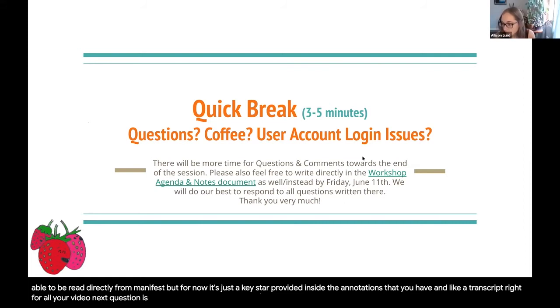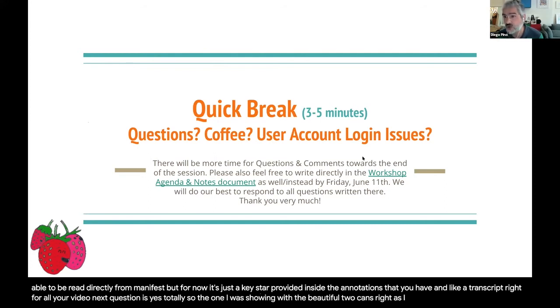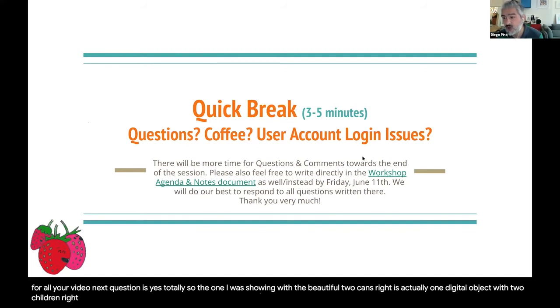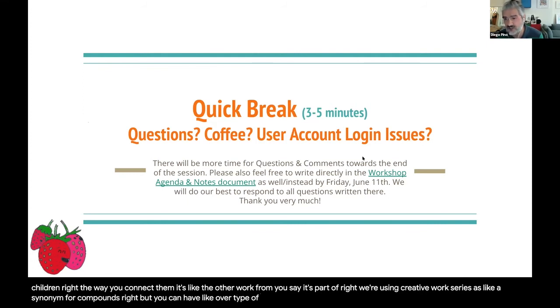And the next question is, Tomas again: can you have multiple digital objects as part of one item? Yes, totally. The one I was showing with the beautiful toucans is actually one digital object with two children. The way you connect them is via the web form, where you say it's part of. We're using Creative Work Series as a synonym for compounds, but you can have other types of connections.